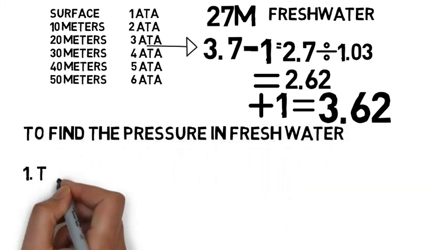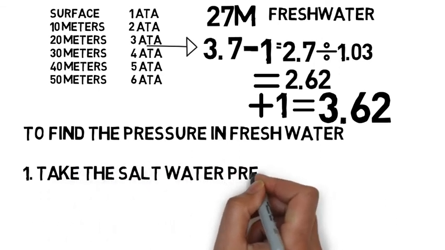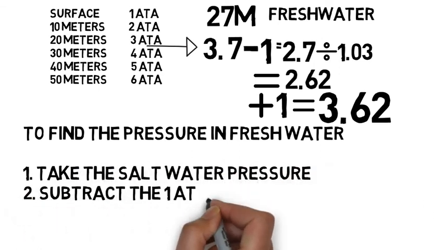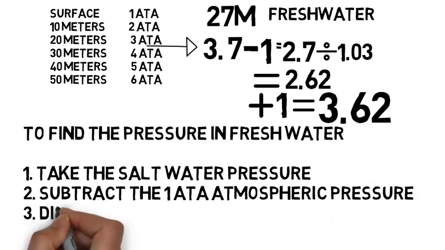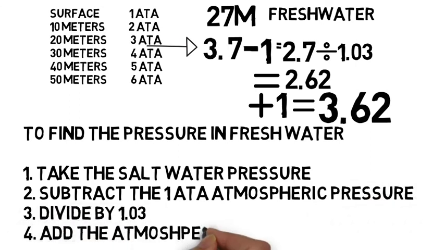So step 1, take the saltwater pressure. Step 2, subtract 1 atmosphere. Step 3, divide by 1.03. Step 4, add the 1 atmosphere of pressure back in.